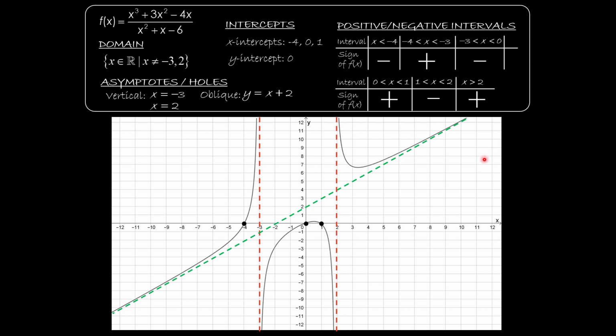And if I remove the asymptotes here, you get an idea of what this function looks like, and it's pretty complicated looking, isn't it? But that's it. That's a sketch of the graph of f of x equals x cubed plus 3x squared minus 4x over x squared plus x minus 6.